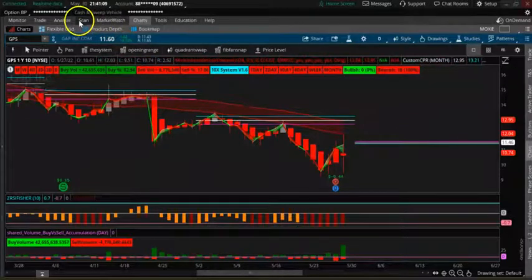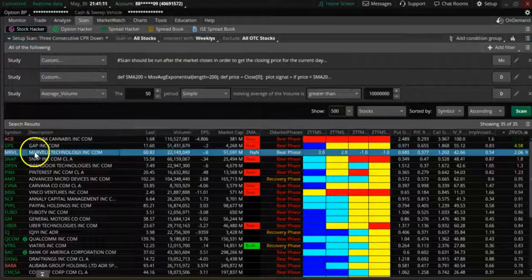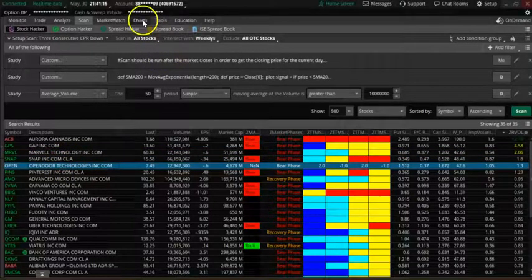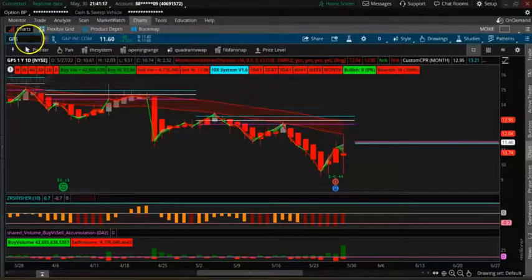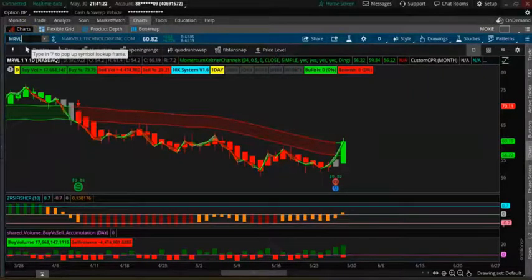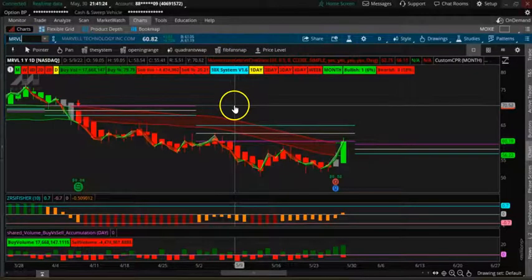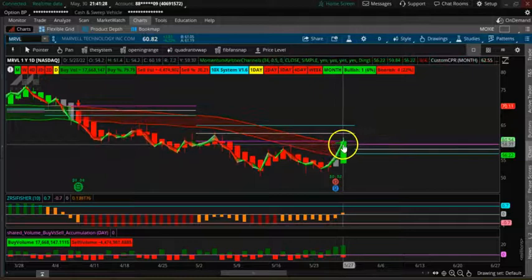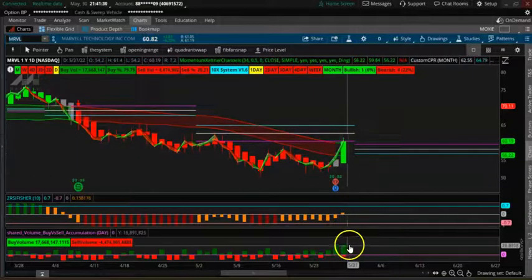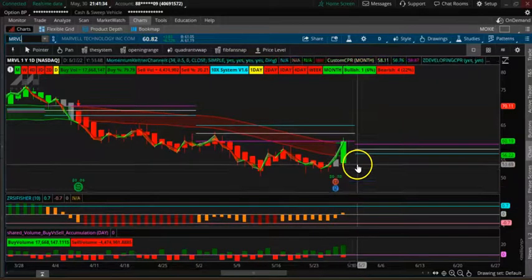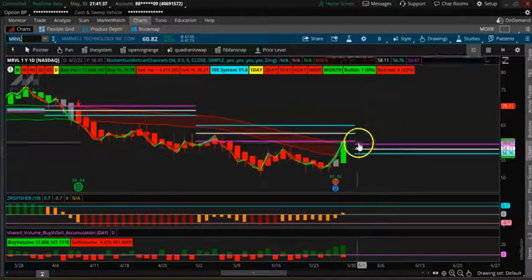Okay, GPS. Next one is MRVL. All red, but it just turned green here. Volume is going up and RSI is moving. So this may not be a good one to take, but you can wait and see whether it opens down.